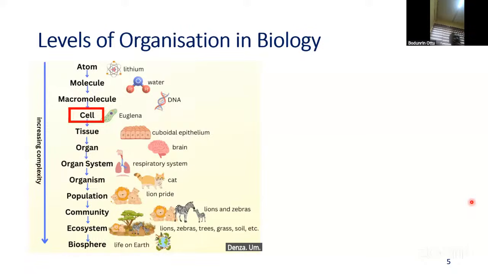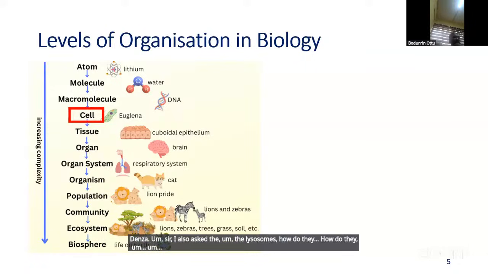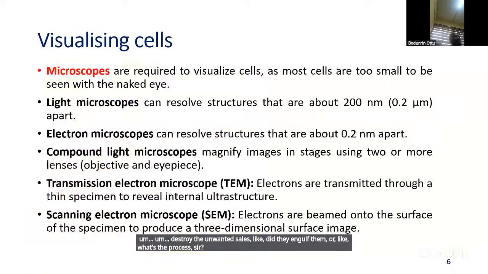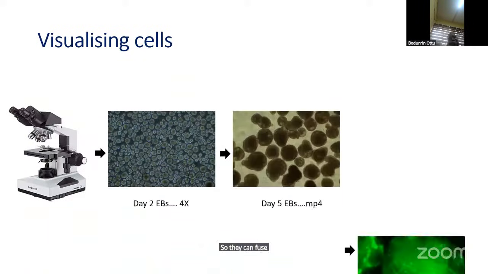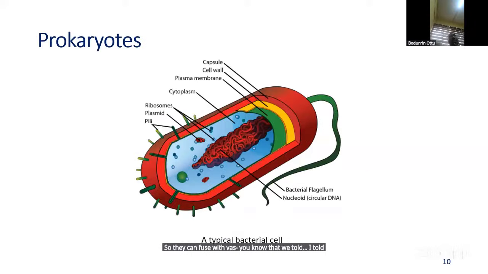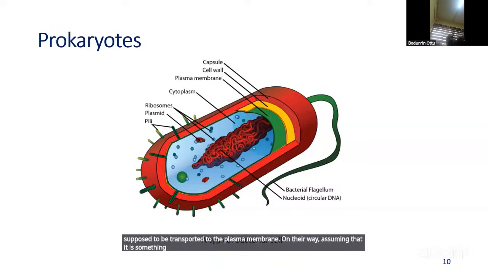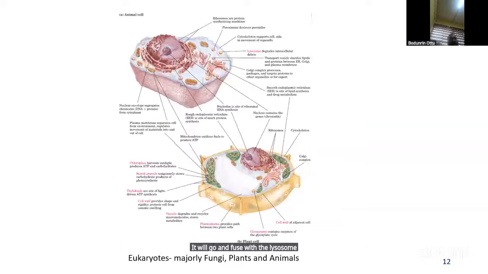Sir, I want to ask about the lysosomes. How do they destroy the unwanted cells? Do they engulf them, or what's the process, sir? So they can fuse with vesicles. I told you that vesicles from the Golgi, the trans-Golgi network, pinch off and are supposed to be transported to the plasma membrane. Assuming it is something that the cell doesn't want, it will go and fuse with the lysosome, and that's why the endomembrane system is very important.